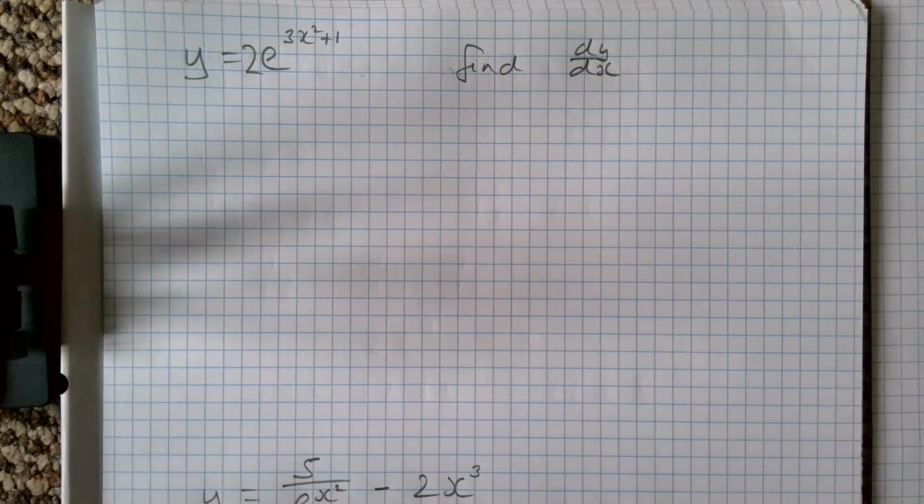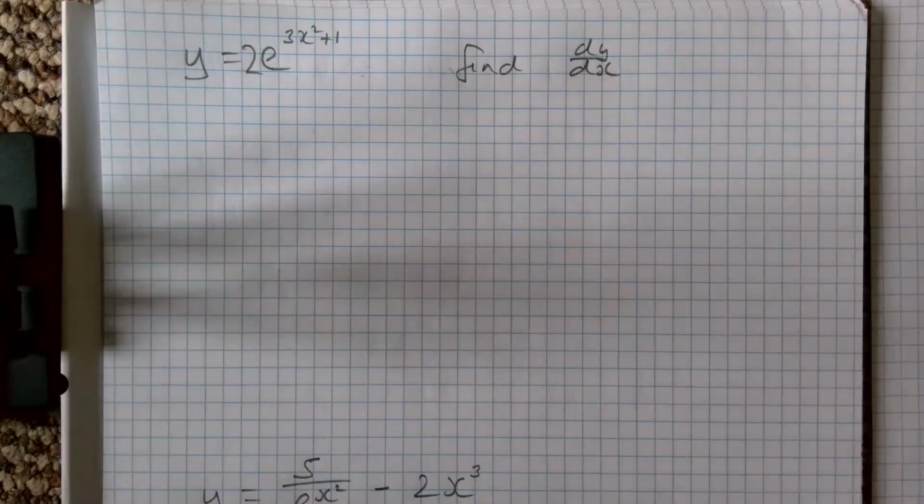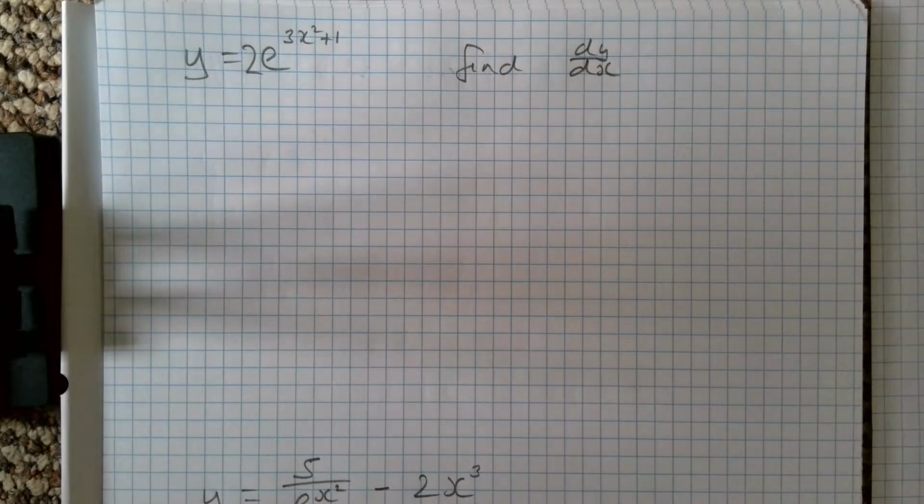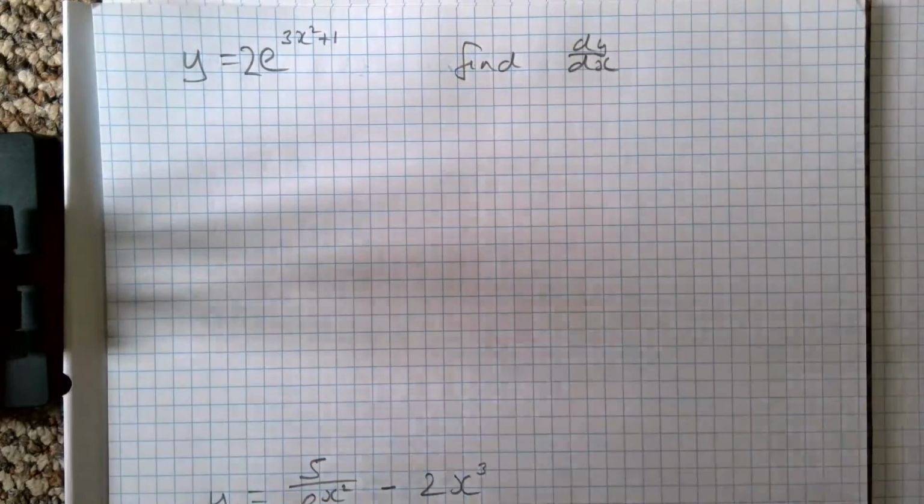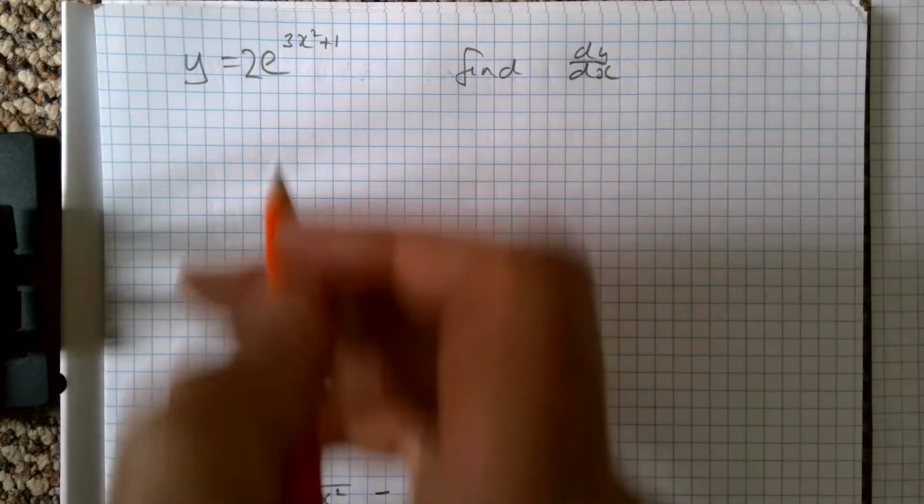This is some differentiation using the chain rule, specifically stuff with e to the x and ln x, and it's just a couple of extra examples here. So let's take a wee look at the first one. It says find dy by dx.